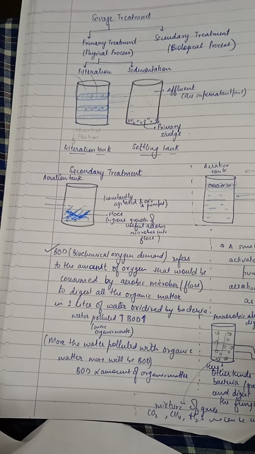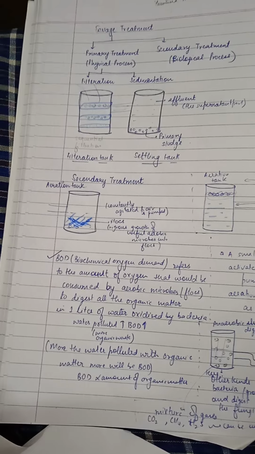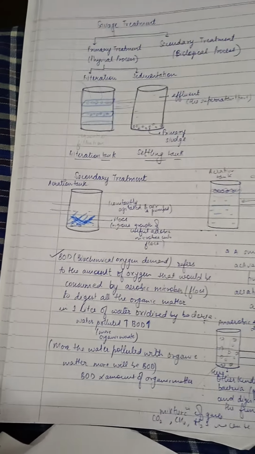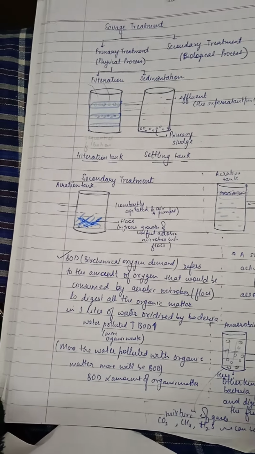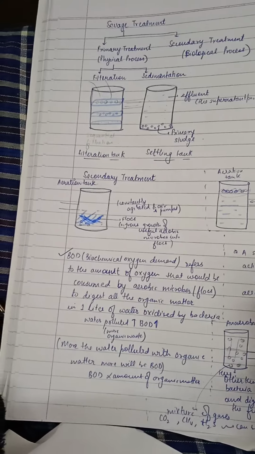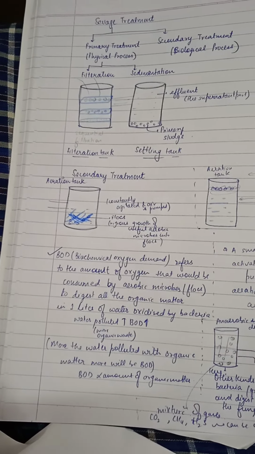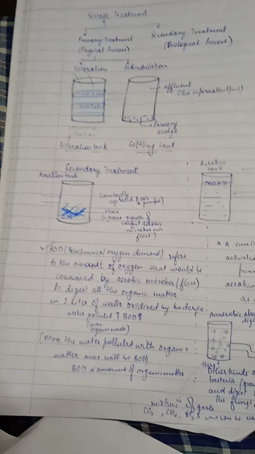So the more the water is polluted with organic matter, the more the BOD will be. So BOD is directly proportional to the amount of organic matter. You can remember it by this. So basically, what do flocs do? They use oxygen to digest the organic matter present in the effluent, and they decrease the BOD, that is biochemical oxygen demand. So the water becomes less polluted, obviously.